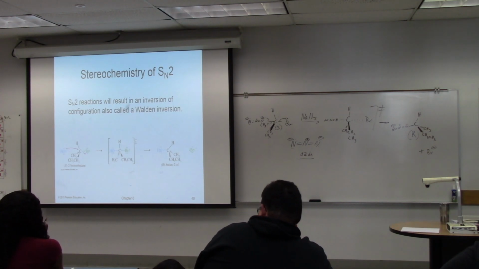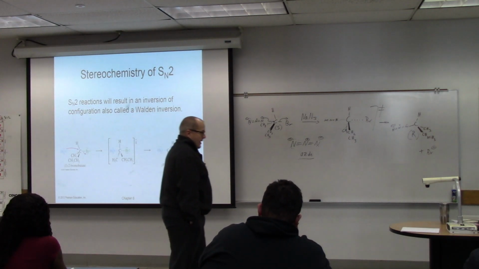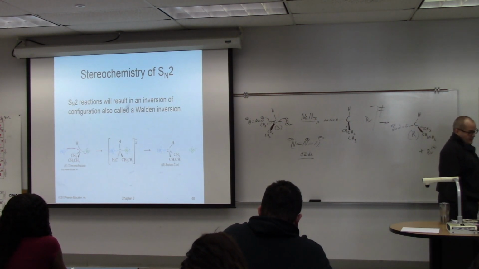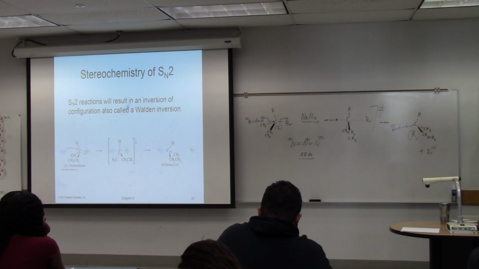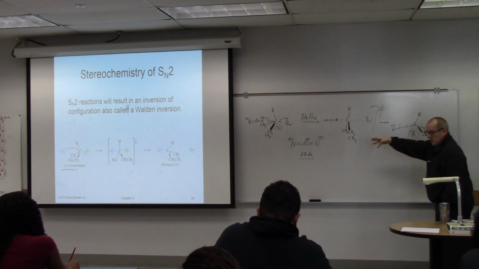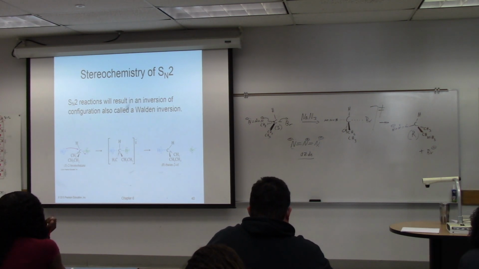Okay, so that's Walden inversion. Every SN2 reaction does that. They all do it, and they do it 100%. So if I have 100% S, when I'm done, I'll have 100% R. You with me on that? This is how it works. And it does it because electron repulsion from the nucleophile pushes the groups in the opposite direction.